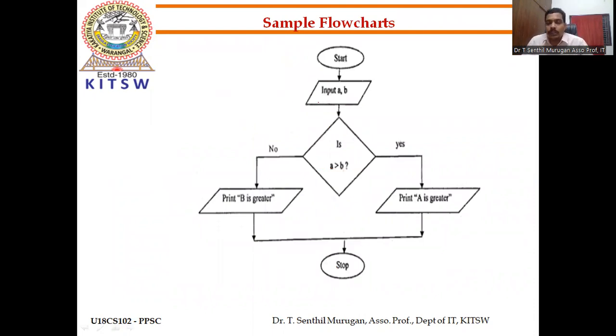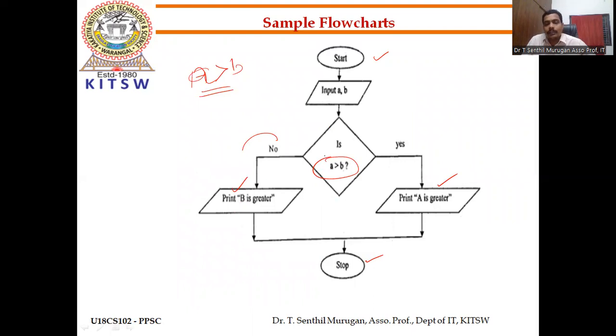This is a simple flowchart. So I want to find which is the greater value. I will take two values. So which is greater? Okay. So for example, start and stop using the oval symbol, and we have to read two values a, b. Okay. So from that we have to find which is the greater. So if the condition is true, a is the greater. If the condition fails, b is the greater.